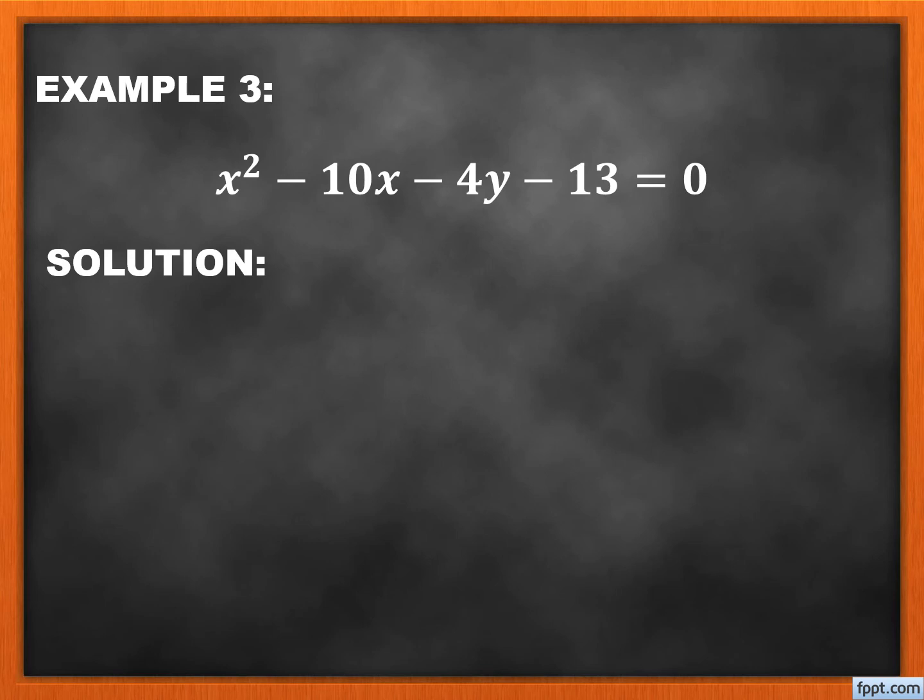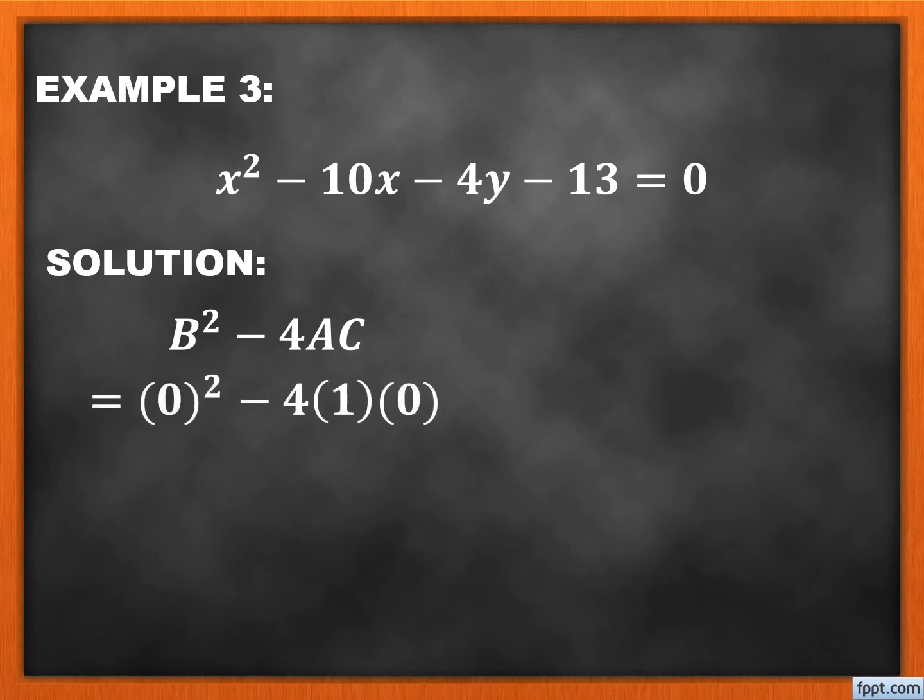Let's have the third example. Our equation is x squared minus 10x minus 4y minus 13 equals 0. So solving for the discriminant, the value of a is the coefficient of x squared, which is 1. The value of b is the coefficient of xy. So wala ulit tayong xy, therefore it is 0. And the value of c is the coefficient of y squared. Since wala din tayo y squared, therefore the value of c is also 0.